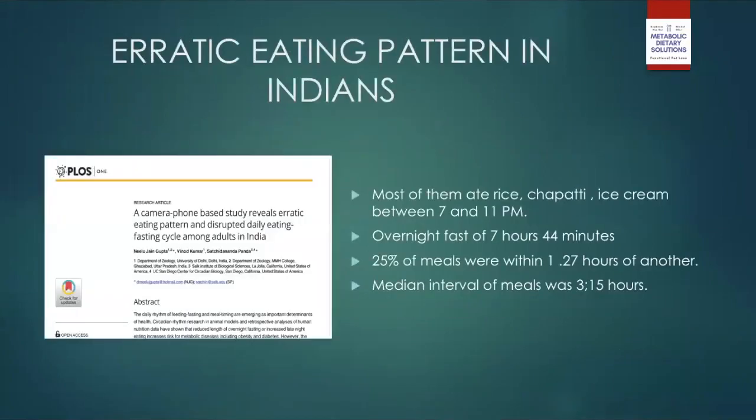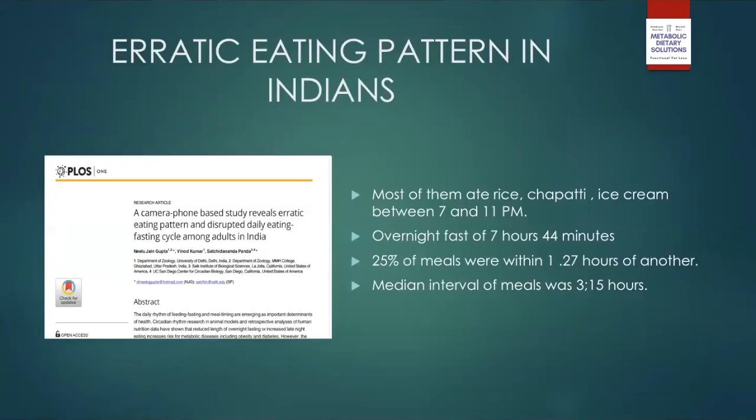Now, this was the Indian study, which was even more interesting. So Indians eat even longer. So the overnight fast in Western countries is usually nearer to 10 to 12 hours. In Indians, this was a study in the NCR area near Delhi. So overnight fast was just of 7 hours and 44 minutes. Of course, this study was just a feasibility study, so they did not check any blood work or anything like that. And do you notice the other interesting thing is 25% of meals were within just 1.5 hours of another.